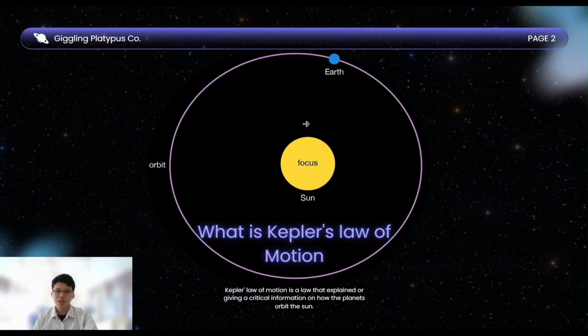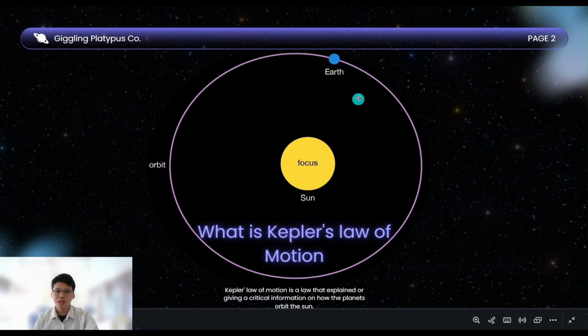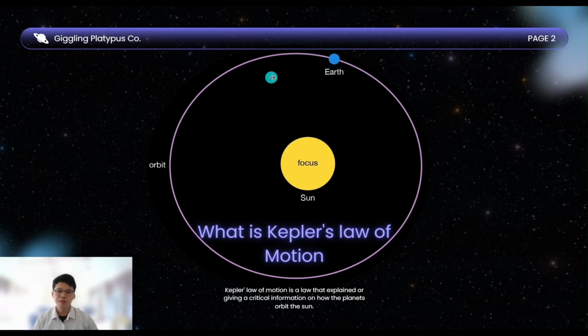So, what is Kepler's law of motion? Kepler's law of motion is a law that explains how the planets orbit around the sun. This law states that all planets move in elliptical orbits instead of a perfect circle around the sun. This law clearly contradicts the earlier belief of previous people, who believed that the planet Earth was sitting at the center of the universe, while the Sun and other planets orbited the Earth.